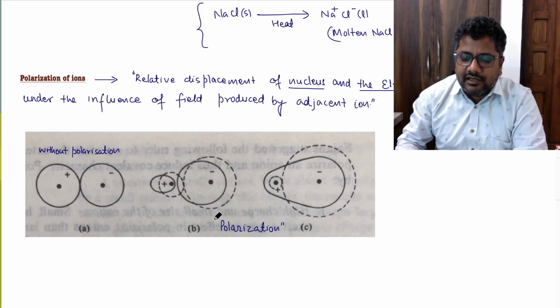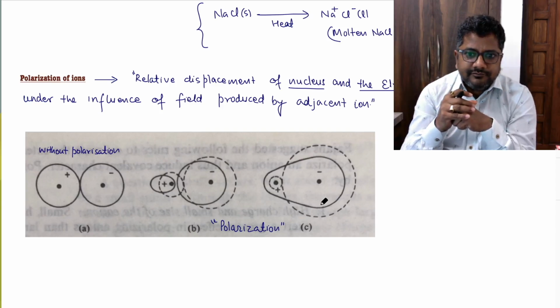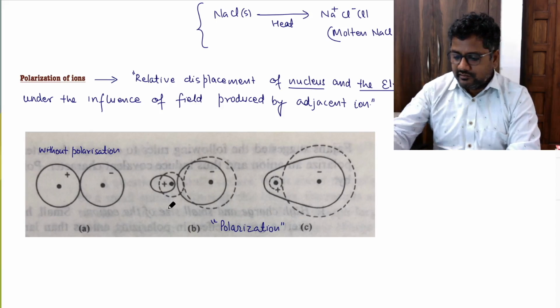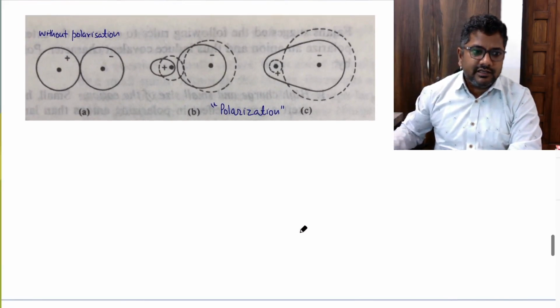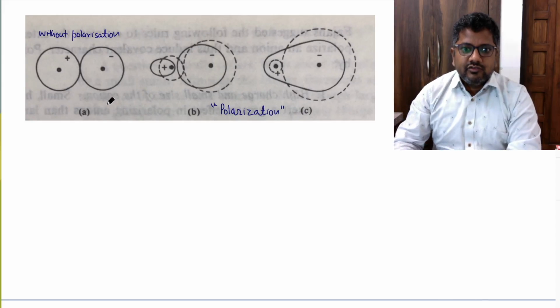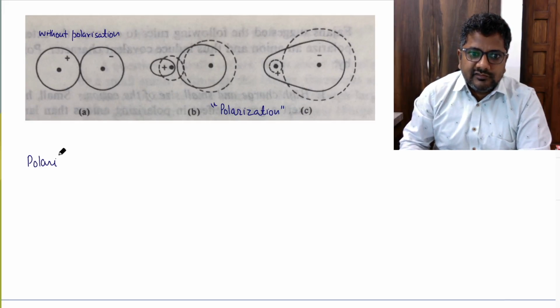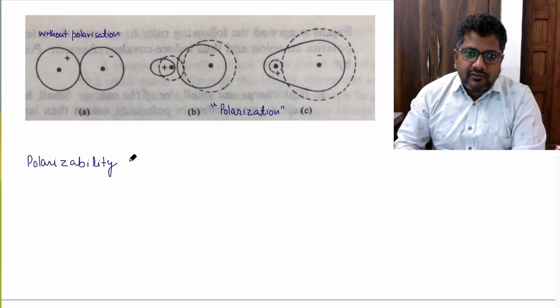So hopefully all of you are clear on the idea of polarization. What is the meaning of polarization? Okay, so this is the polarized ion, this is with polarization, and these two ions are without polarization. One more term we are using here is polarizability. So polarizability of ions.